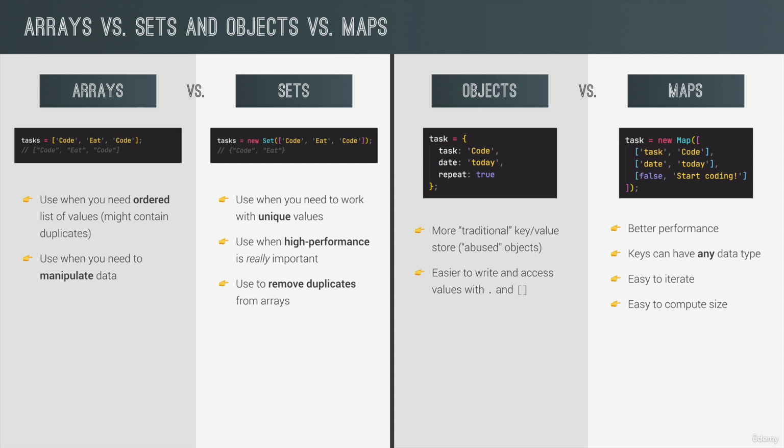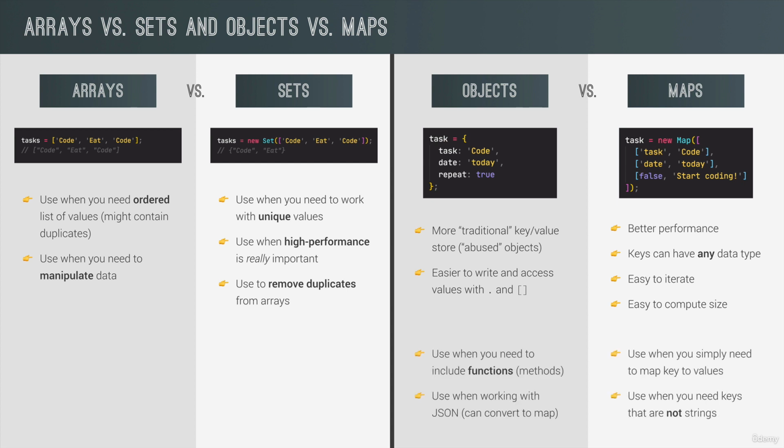However, the biggest advantage of objects is probably how easy it is to write them and to access data by simply using the dot or the brackets operator. Also, most developers are already super used to objects, and so they simply keep using them for simple key value stores. Anyway, as a conclusion, you should use maps when you simply need to map keys to values, and also when you need keys that are not strings, because as we saw in the last video, that can be very powerful sometimes.